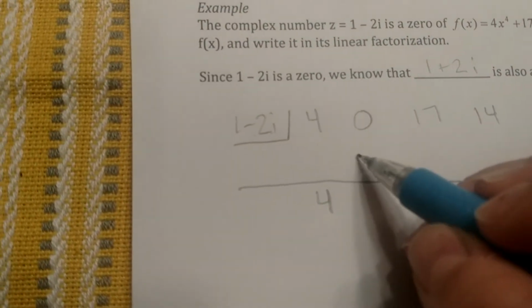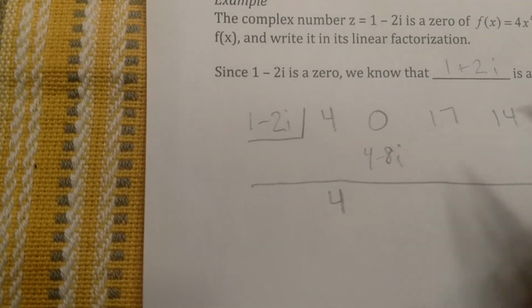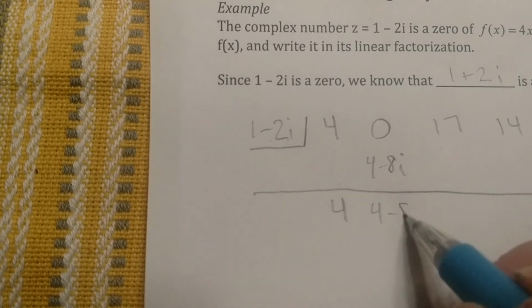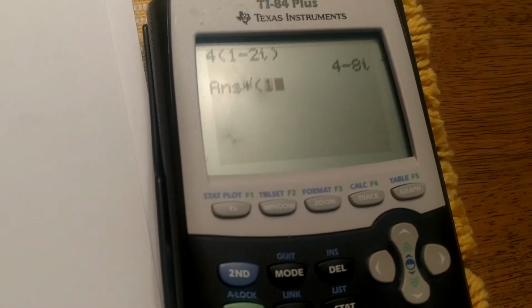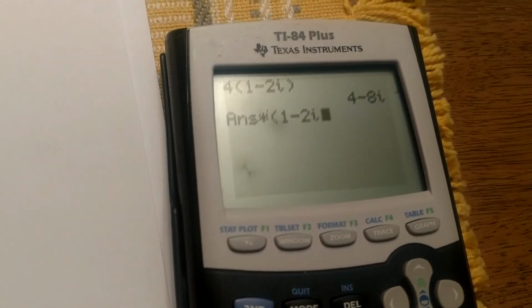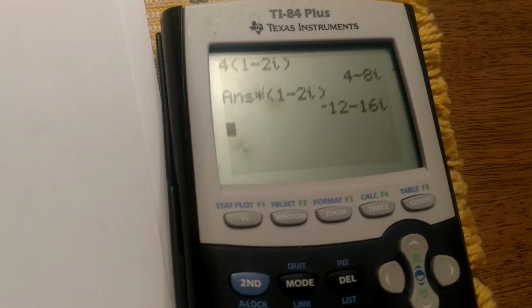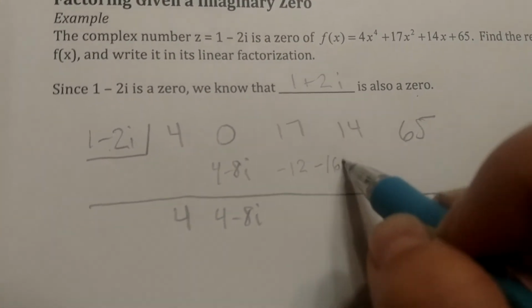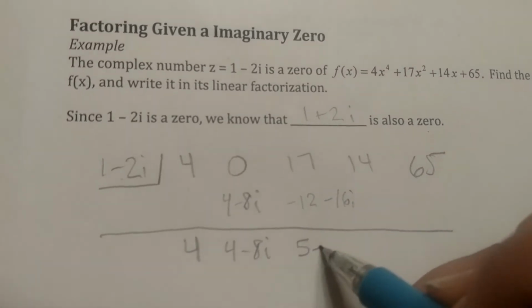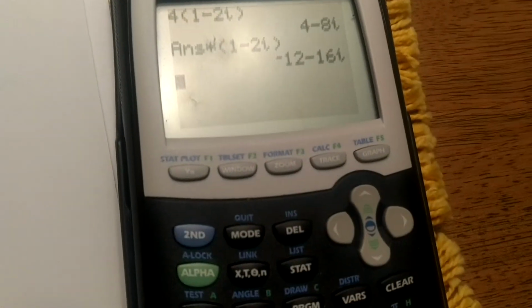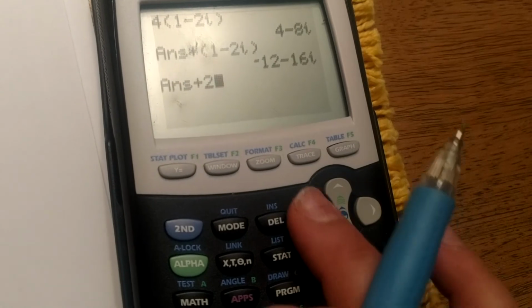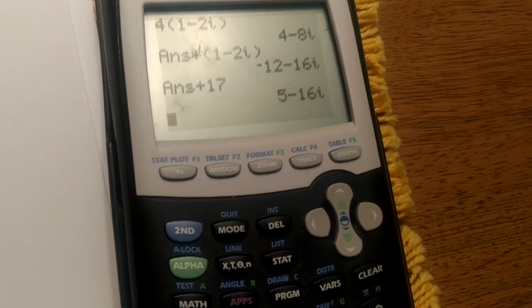So that transfers to here, 4 minus 8i. Then we add 0 plus that, which gives us 4 minus 8i. But now I need to multiply again. So that's already in my calculator. So then I multiply by 1 minus 2 second period i, which leaves us with negative 12 minus 16i. So then that goes here, negative 12 minus 16i. I add those together and get 5 minus 16i. If you weren't sure how to add that, you can still use your calculator and put plus 17, which would have given you 5 minus 16i.